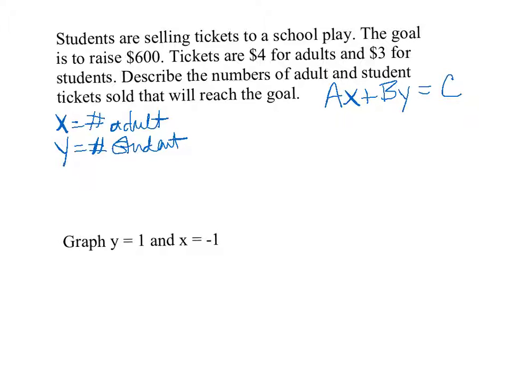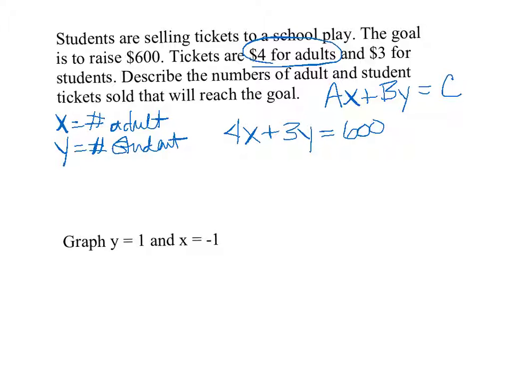Okay, so it says it's $4 for adult tickets. So if we take 4 times the number of adult tickets, that should tell us how much we make from the adults. And then if we take 3 times the number of students, that should tell us how much we're going to make off the students. And if we add those together, it'll be how much we make total. Our goal is to raise 600, so that should equal 600.